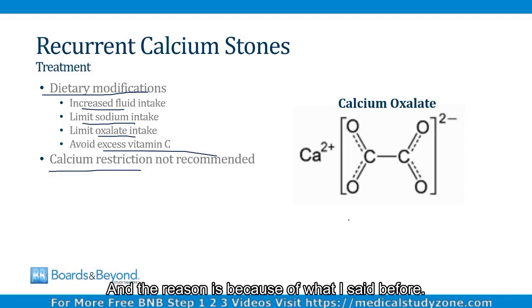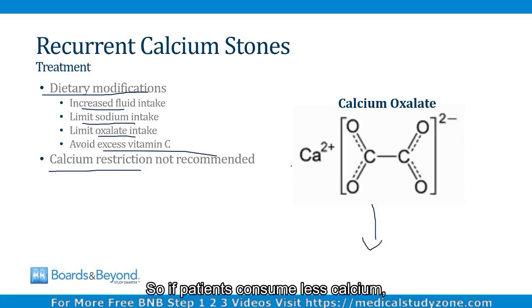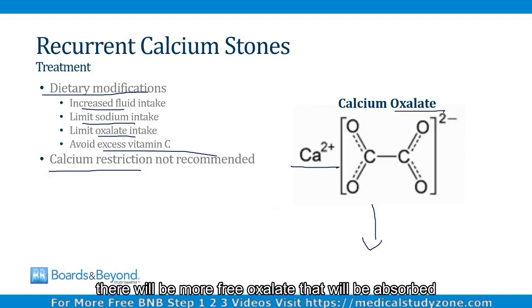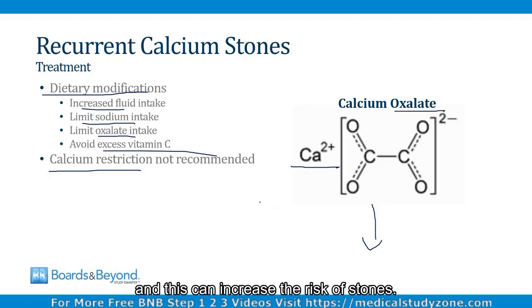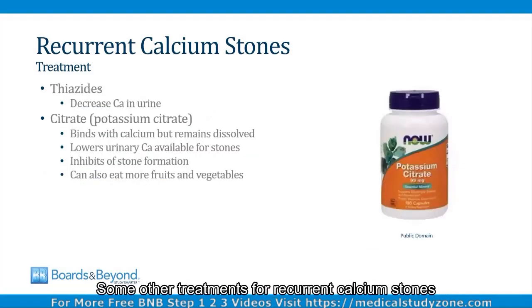And the reason is because of what I said before. Remember that calcium binds oxalate in the gut, and then calcium oxalate goes out in the stool. So if patients consume less calcium, there will be more free oxalate that will be absorbed, and this can increase the risk of stones. So although oxalate intake should be limited in patients with recurrent stones, calcium restriction is not recommended for this reason. Some other treatments for recurrent calcium stones are shown in this slide.